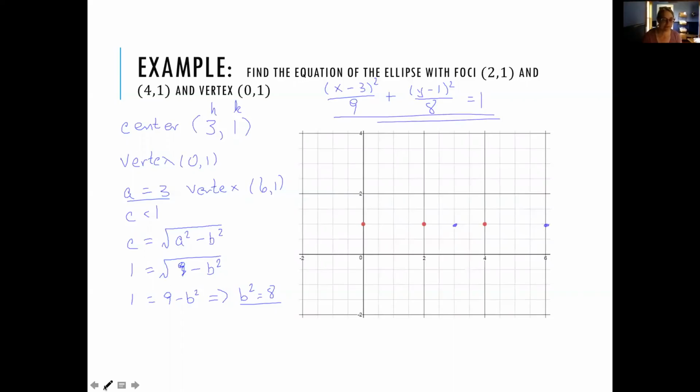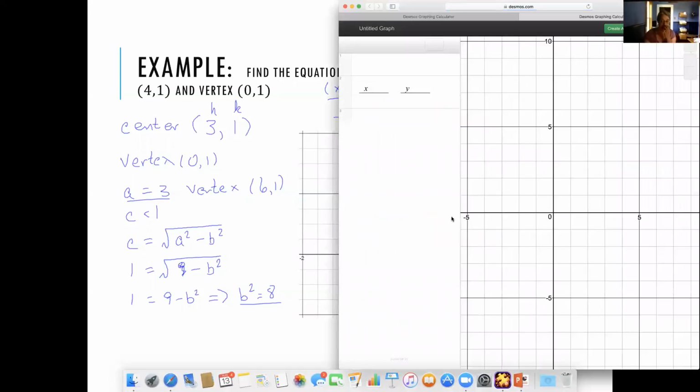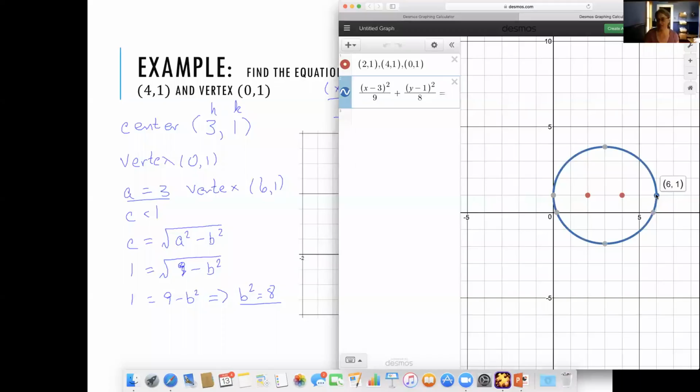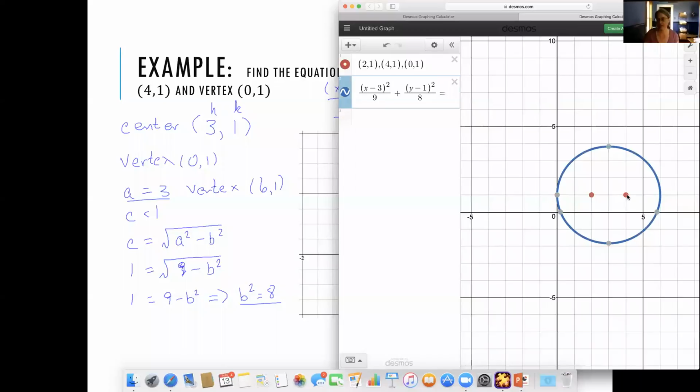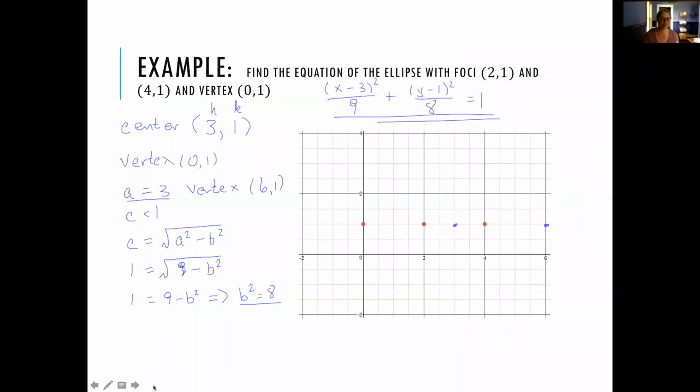That is the result. And I think I have the graph right here. I do. This is actually the graph of the ellipse that we have described. You can see my other vertex is right here at the point 6,1. My center would be right there. One focus, two focus, and the other vertex.